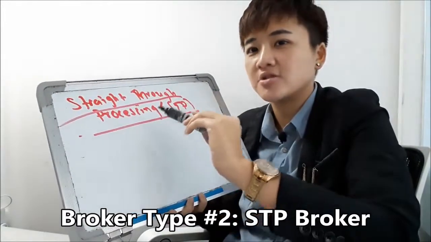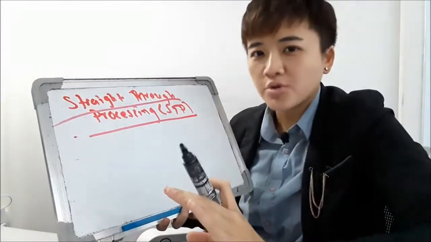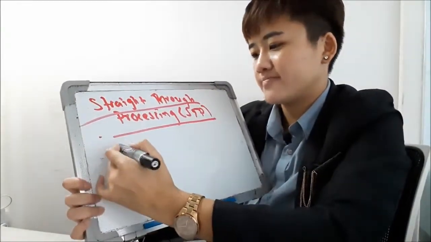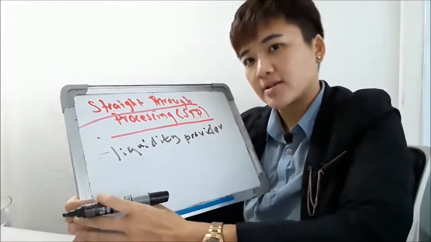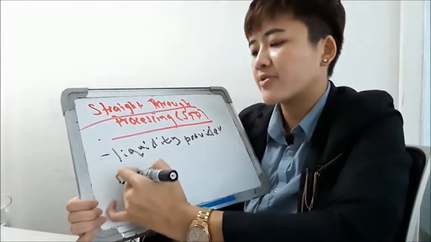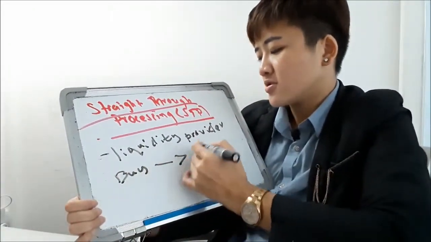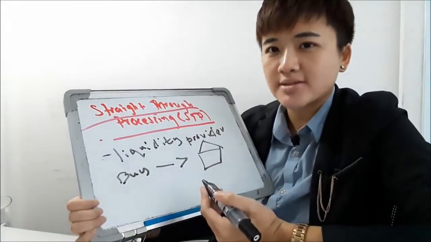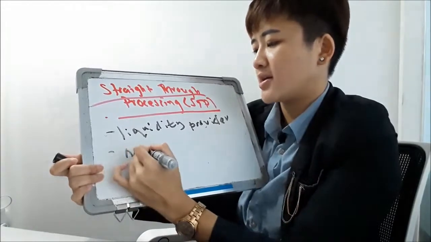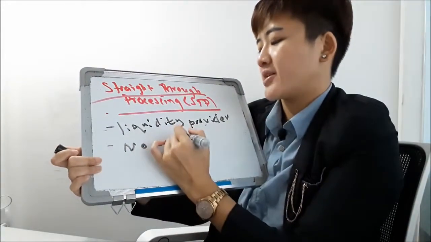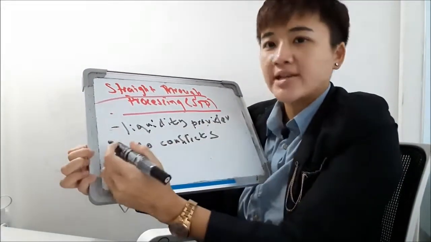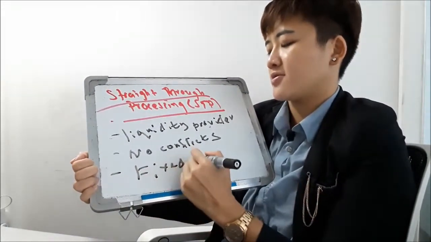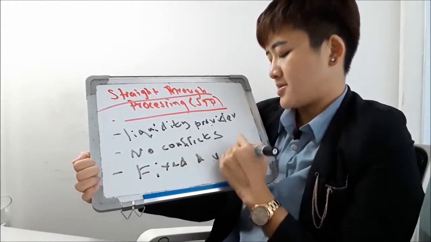So another type of broker, as the name suggests, is straight through processing. It means that they pass your order straight through to a liquidity provider. And what's a liquidity provider? It is, for example, like a bank. So what happens is, let's say when you make a buy trade, they'll pass you to a liquidity provider that will give you the best price. So the good news about STP is that there's no conflict of interest, okay? And normally these brokers will provide both fixed and also variable spreads.